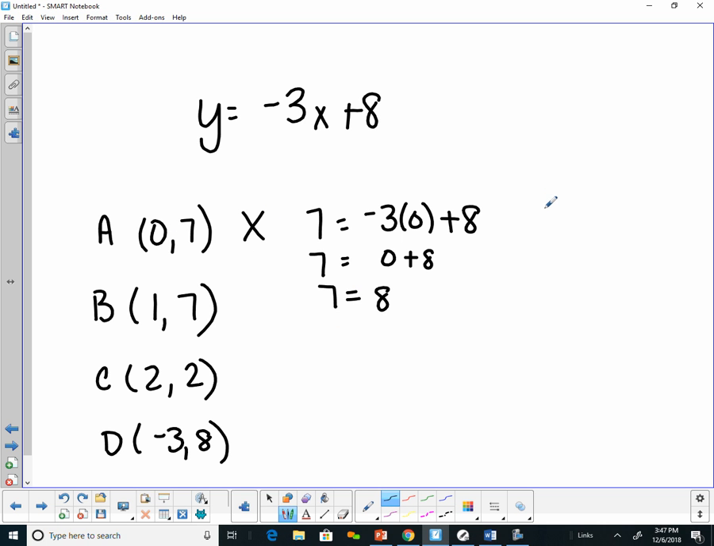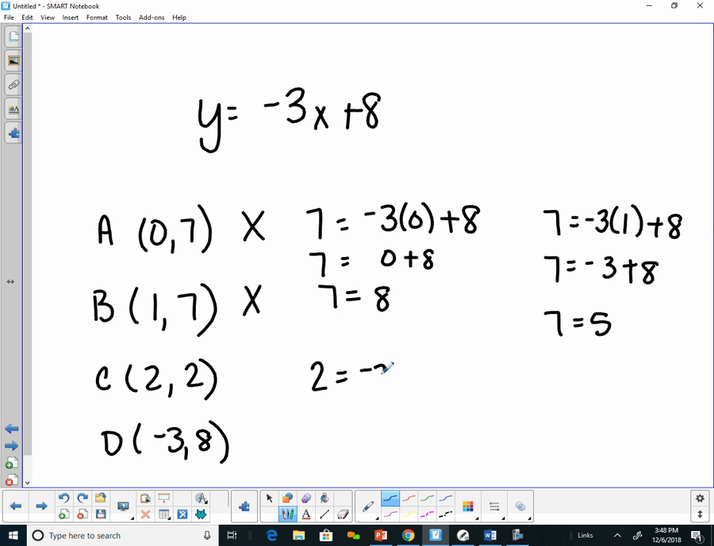I'm going to do it again. So I'm going right here with B. So I have 7 is equal to -3 times 1 plus 8. Again, I'm going to work this out. And here I get 5. So 7 is not equal to 5. I'm going to the next one. That one does work. 2 does equal 2.